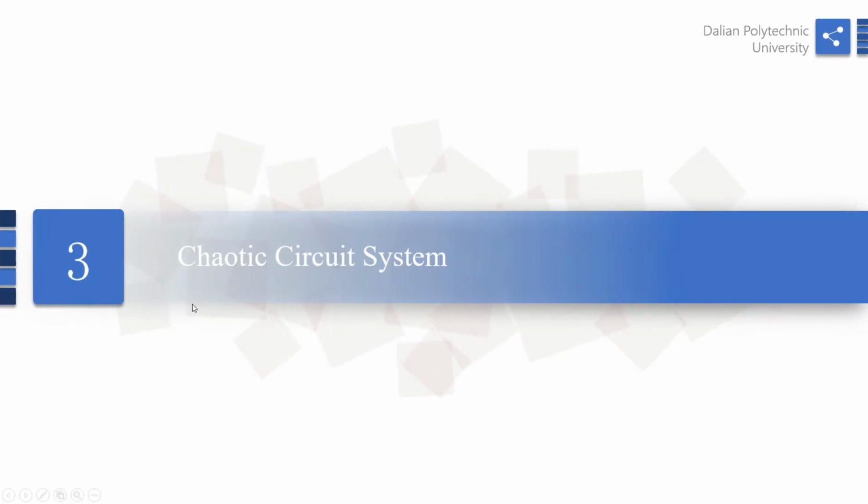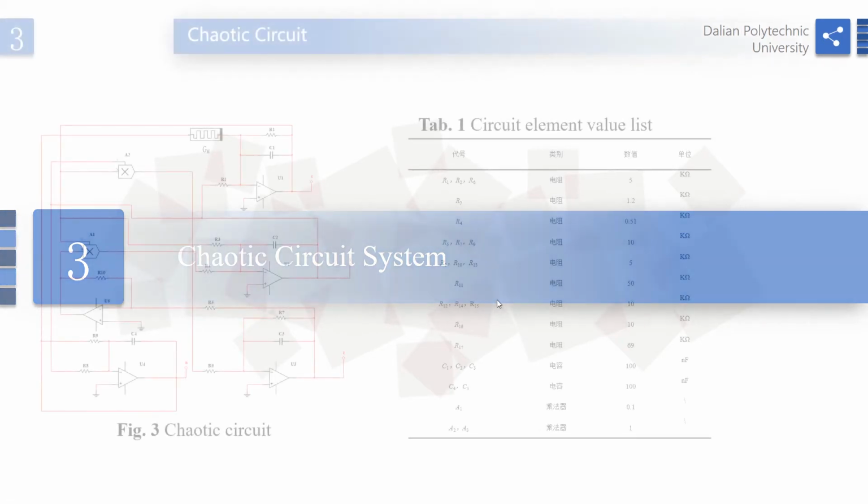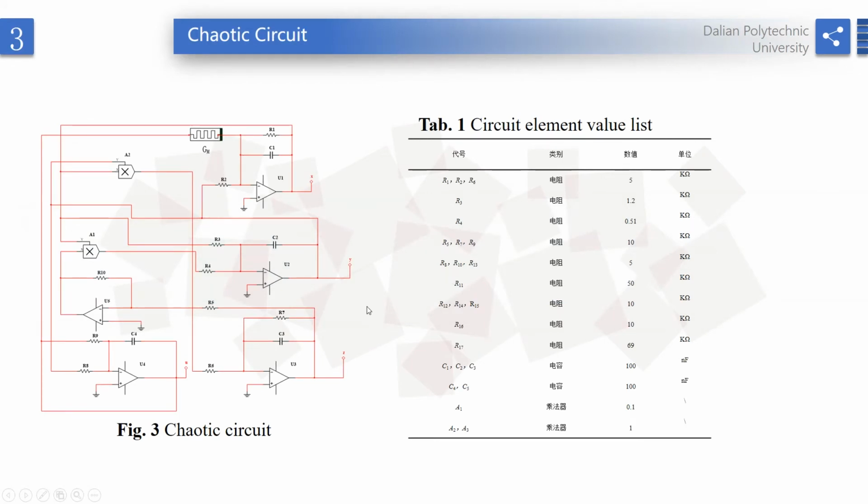The third part is the chaotic circuit system. This is the chaotic circuit. In the chaotic circuit, we use 17 resistors, 5 capacitors, and 3 multipliers. The parameters of each component are shown in table 1.